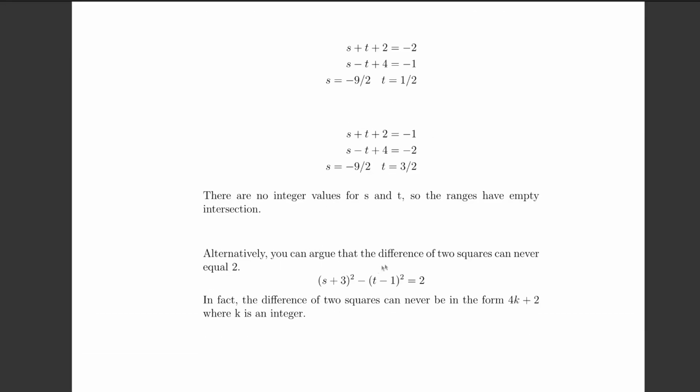Another method you could do is that you could argue that the difference of two squares can never equal 2. And in fact, the difference of two squares can never be in the form of 4k plus 2. If you want to do more research on that, you can, but that's just a fact that I thought I'd give out there.